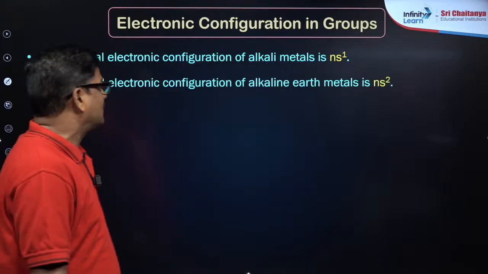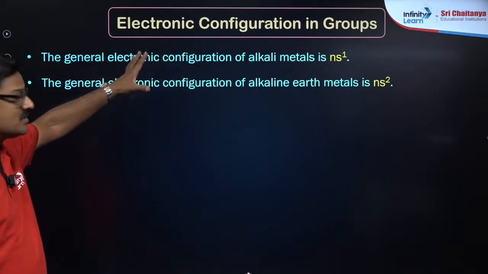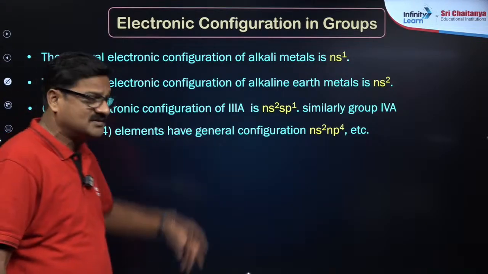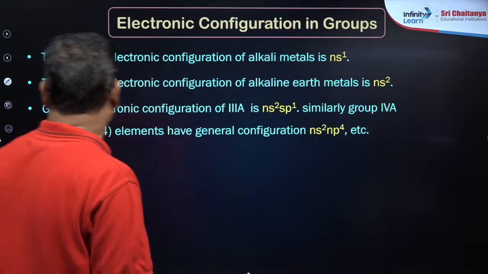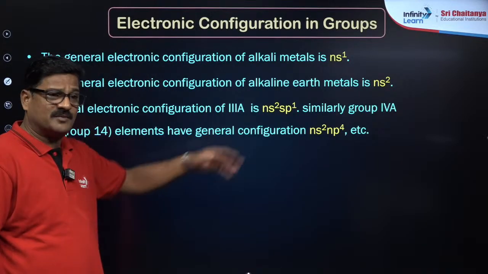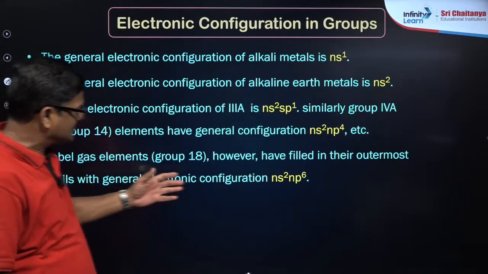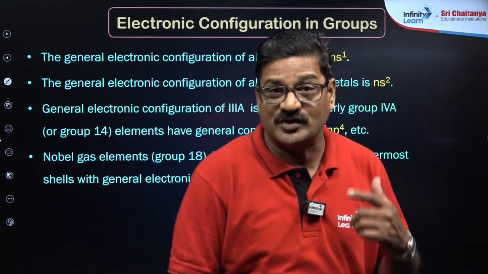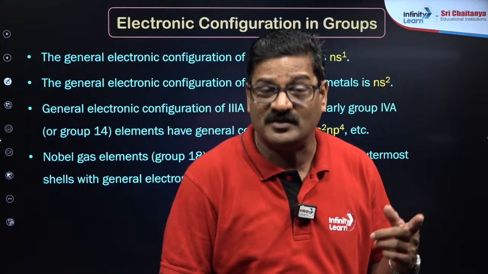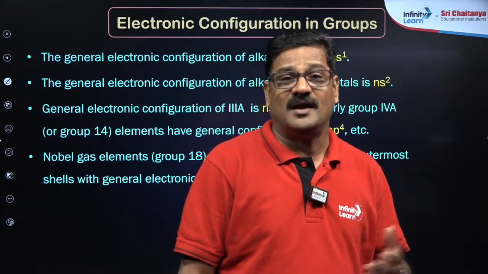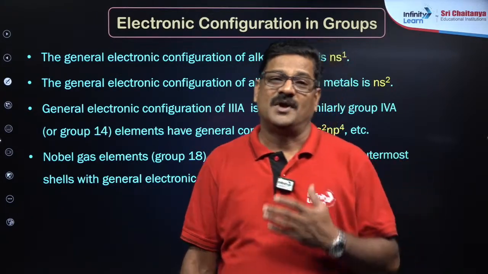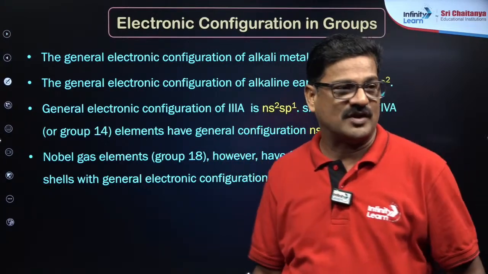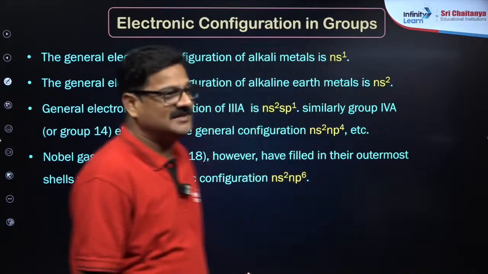So general electronic configuration of alkali metal is ns1, alkaline earth metal is ns2, these two include s block elements, and the general electronic configuration of group 13 is ns2 np1, group 14 is ns2 np2, group 15 has ns2 np3, group 16 has ns2 np4, group 17 is going to be ns2 np5, noble gases ns2 np6. Yes, it is clear. That's good.